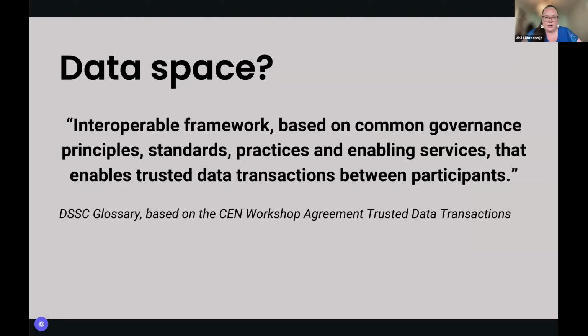And this definition was adopted by the DSSC in our glossary and is based on the CEN Workshop Agreement on Trusted Data Transactions. And in my talk about the Potato X project, I'll specifically be looking at some of the aspects of interoperability, some of the aspects of governance, as well as these enabling services that are mentioned as elements of data spaces in this definition.